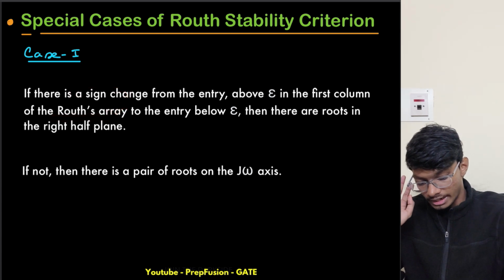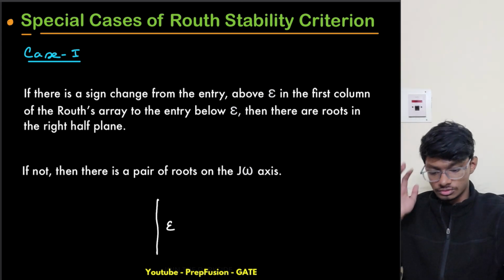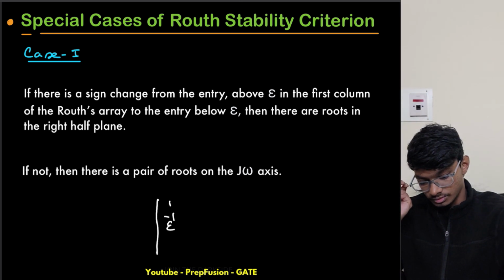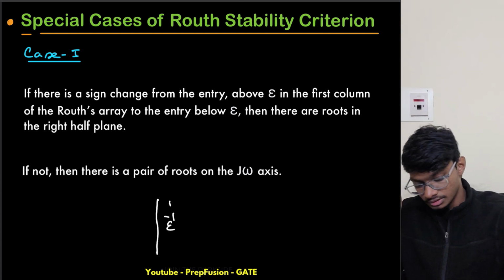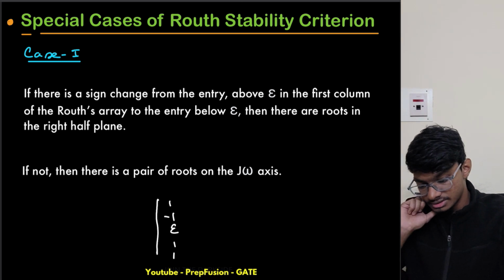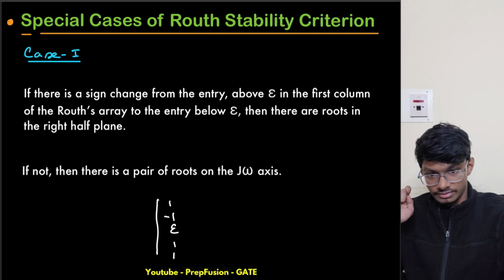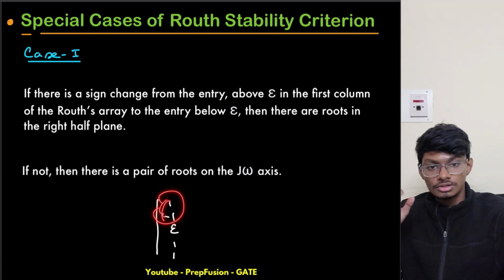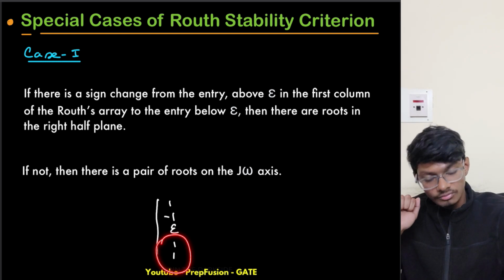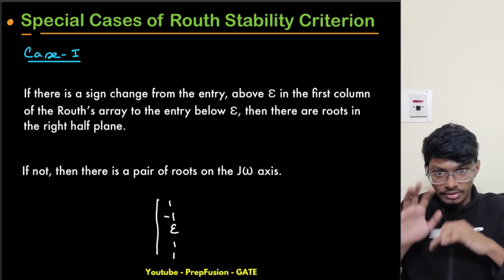So what does this mean? I have epsilon here, and above it there are, let's say, 2 rows, 1 comma minus 1. There are again 2 rows below epsilon. Let's say I have s to the power 4 as the highest power, and the rows below are 1, 1. Now, if there is a sign change from the entry above epsilon to the entry below epsilon, then there are roots in the right half plane. I can see there is a sign change, so there will be poles in the right half plane. If there were also a sign change elsewhere, I could again say there will be poles in the right half plane.